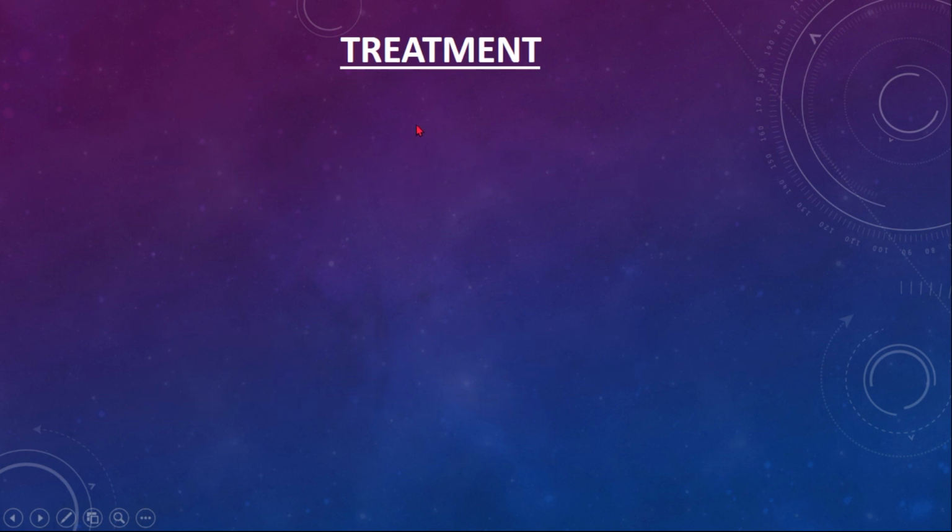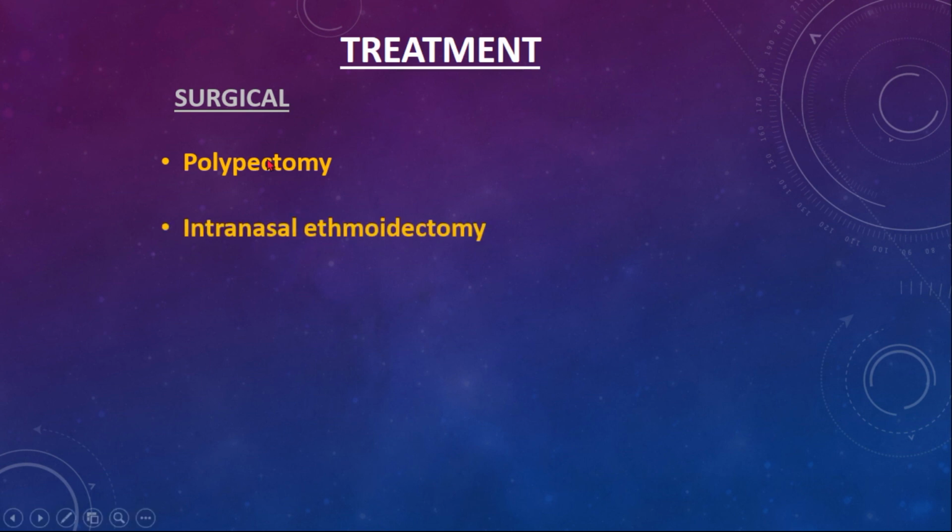Next treatment is surgical treatment. First one is the polypectomy. 1 or 2 polyps which are pedunculated can be removed with a snare. Next one is the intranasal ethmoidectomy. When polyps are multiple and sessile, they require uncapping of the ethmoidal air cells by the intranasal route.